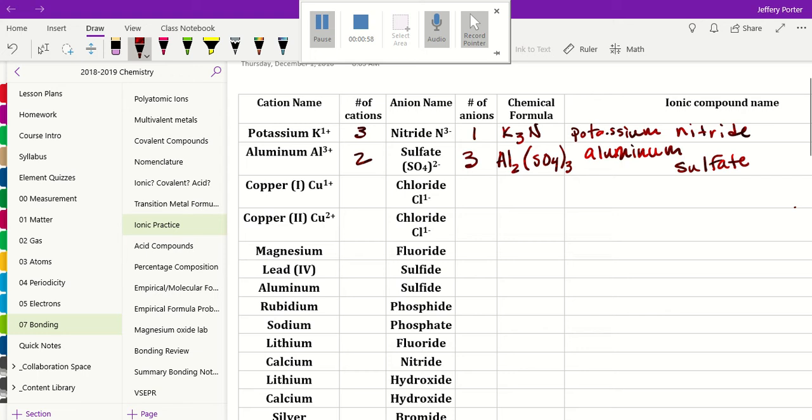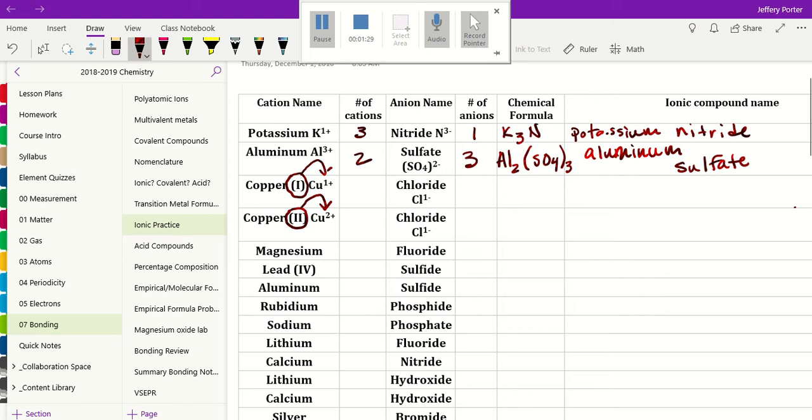Now, look at the next one. Copper 1. What does this Roman numeral indicate? It indicates the oxidation state +1. Take a look at the next one. Roman numeral 2. What oxidation state do you have? +2. The Roman numeral tells you the oxidation state that your metal has.